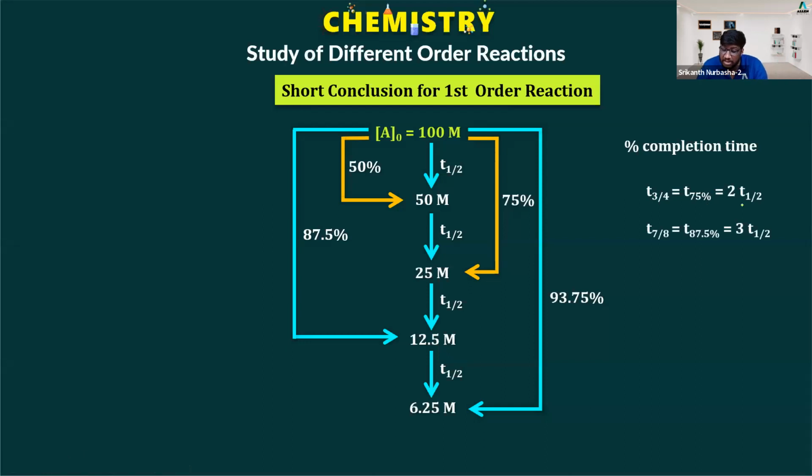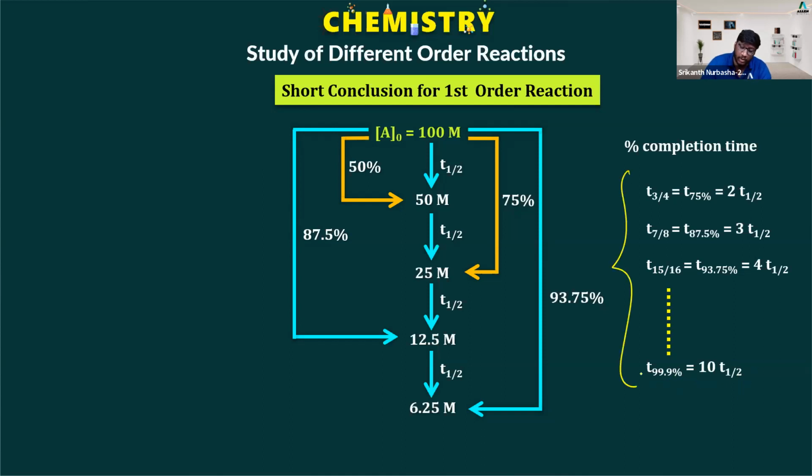T 3 by 4 is T 75%, that is 2 T half. T 7 by 8 is T 87.5%, that is 3 T half. T 15 by 16 is T 93.75%, that is 4 T half. Similarly, T 99.9% completion is 10 T half. This is the shortcut which you can remember if you want. If you don't want, you can directly solve. These are not different formulas to remember.